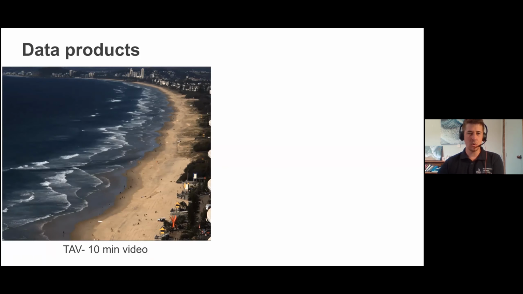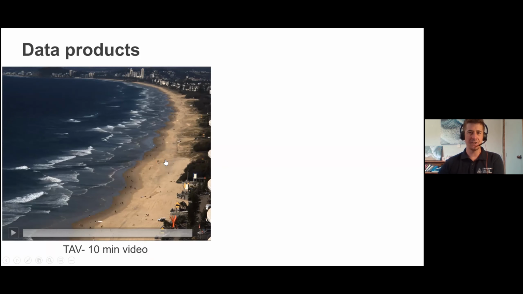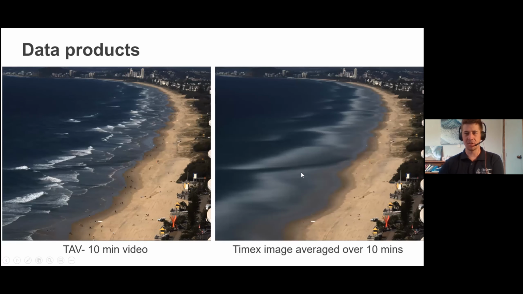The next thing that's quite common practice in coastal imaging is you take every pixel in a video frame over 10 or 20 minutes and average them to give what's known as a Timex image, which is this image on the right here. What that does is make very clear the boundary between the water and the land. As you can see, the shoreline is a lot easier to see.